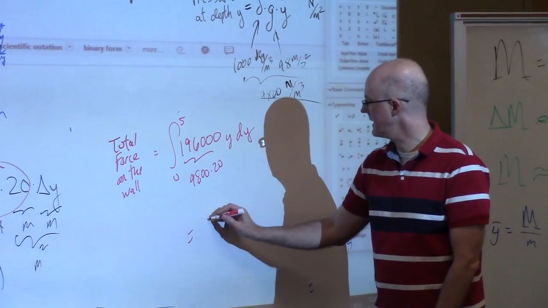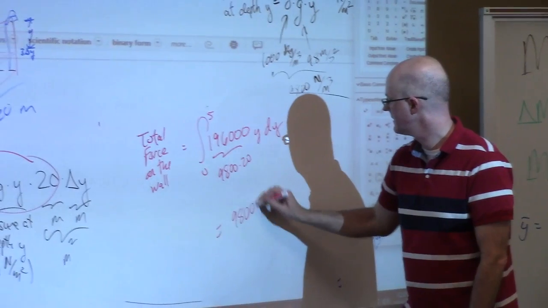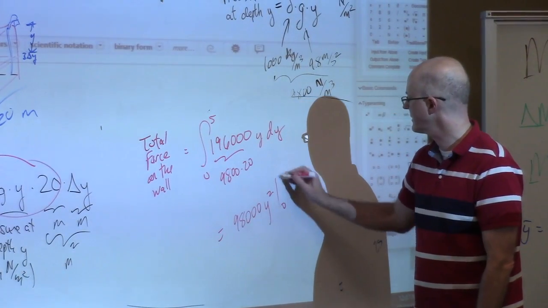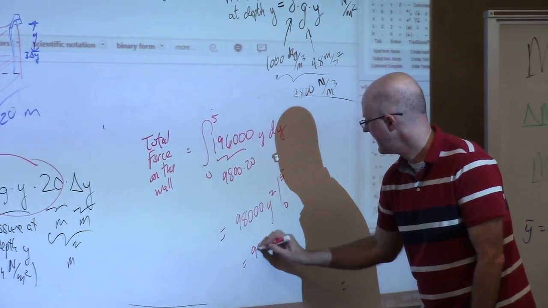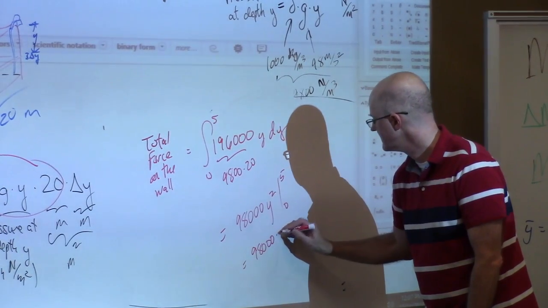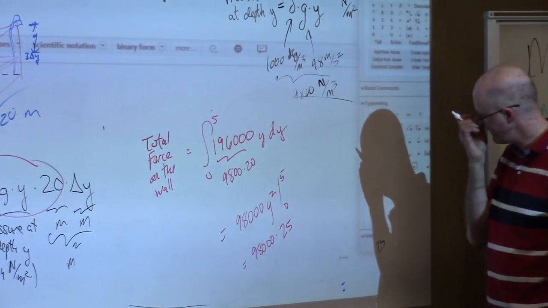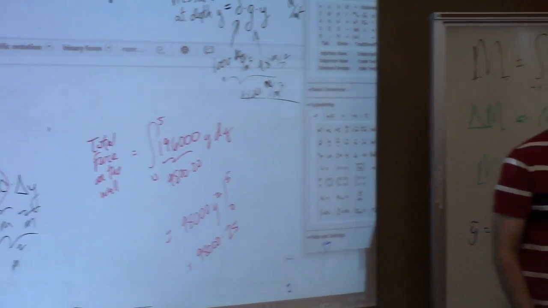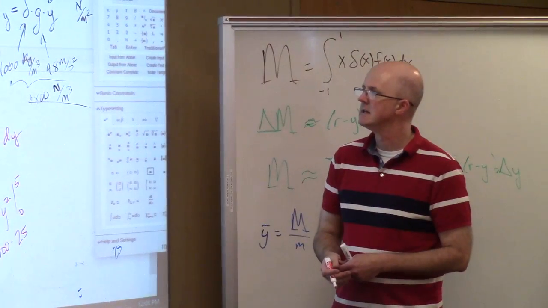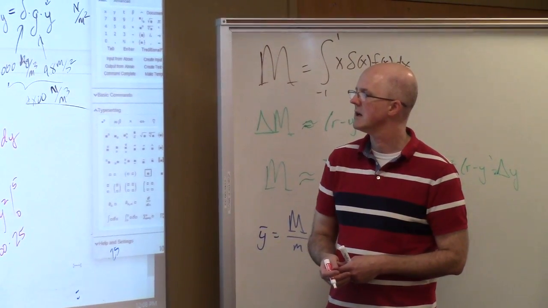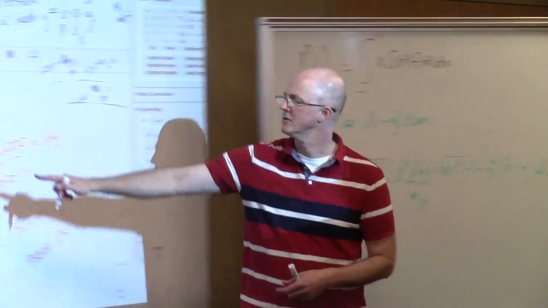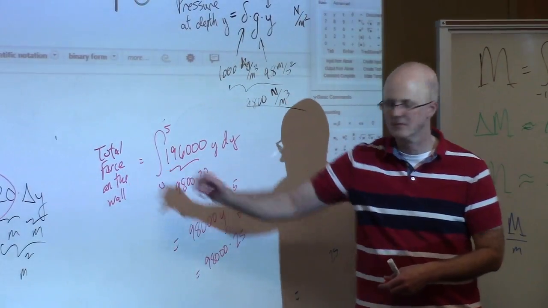Do this integral, you will get 98,000 y squared going from 0 to 5. 98,000 times 25, a little less than 2.5 million. Units is going to be newtons.